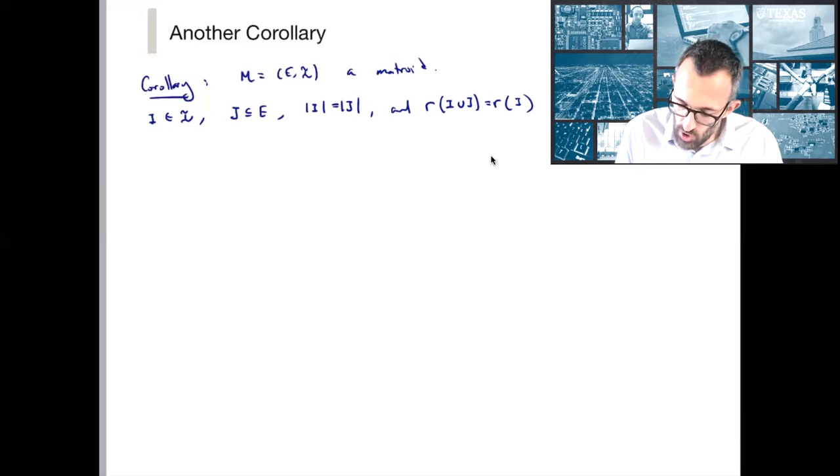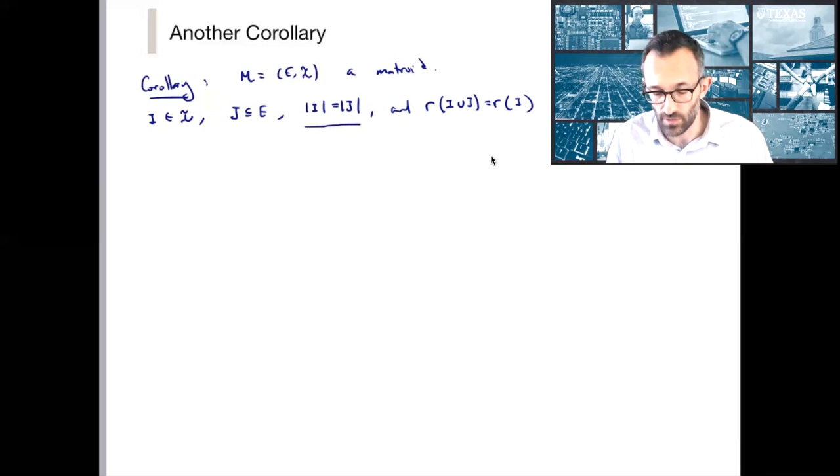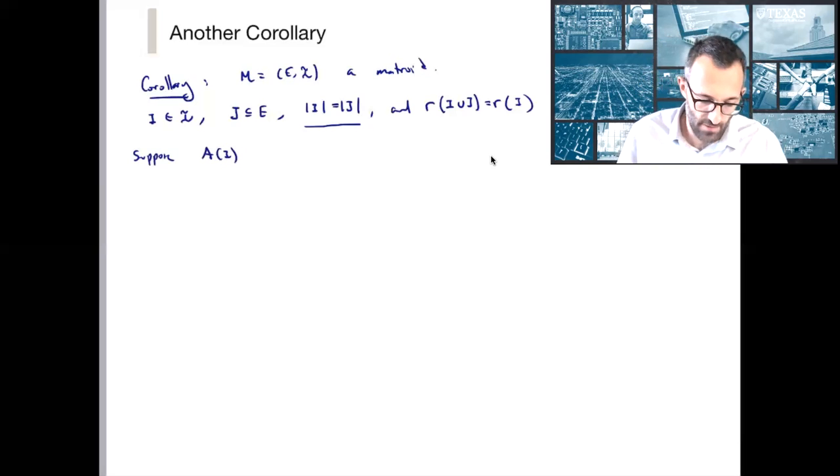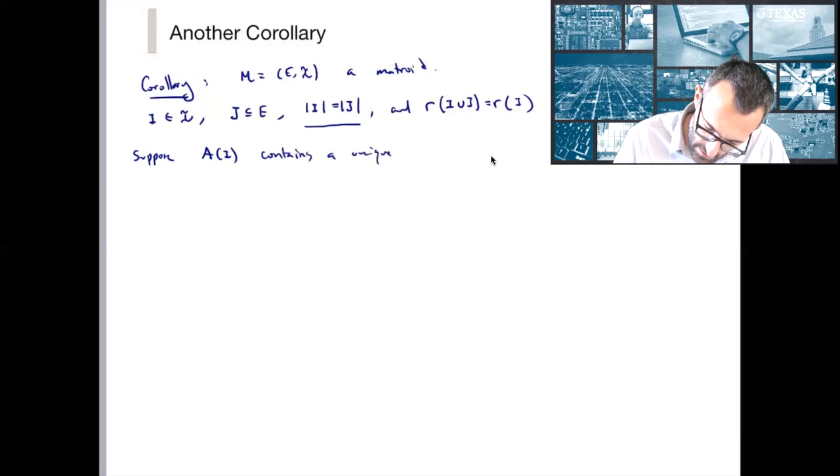Now, since we have this result that if the size of I is equal to the size of J and there is a unique perfect matching, then we know that J is also independent. This corollary is going to assume that there is such a unique perfect matching, but it's also going to conclude something that's stronger than the previous result. So let's suppose that in our bipartite graph with arcs A of I, suppose that A of I contains a unique perfect matching, we'll call it again N, on the symmetric difference between I and J.